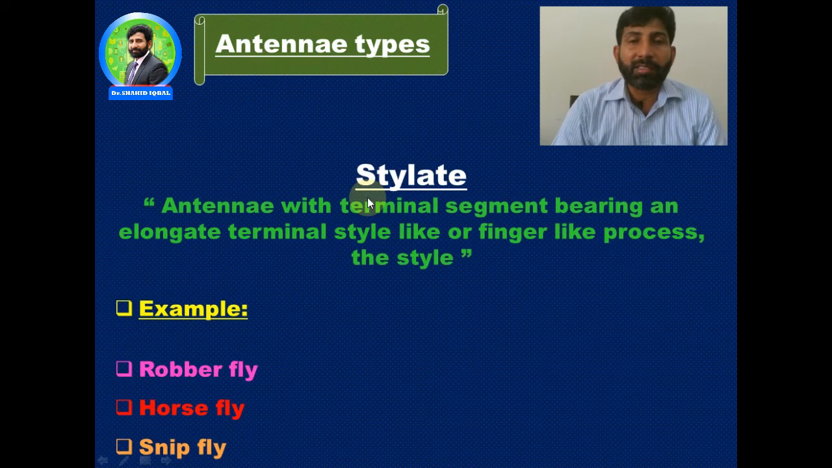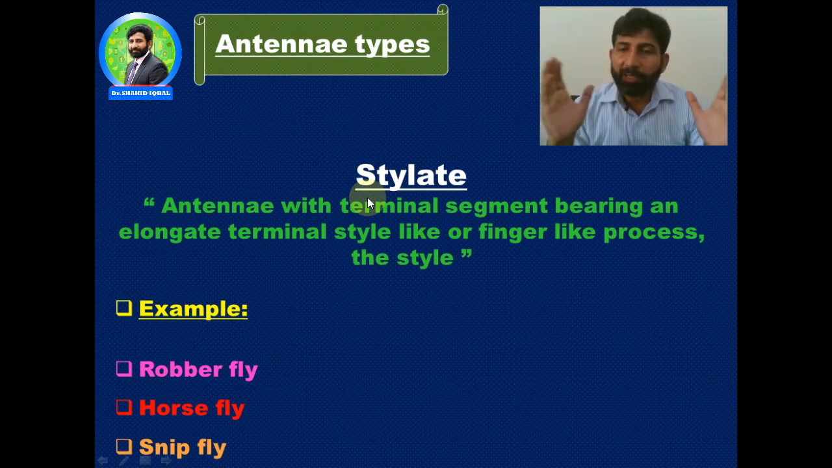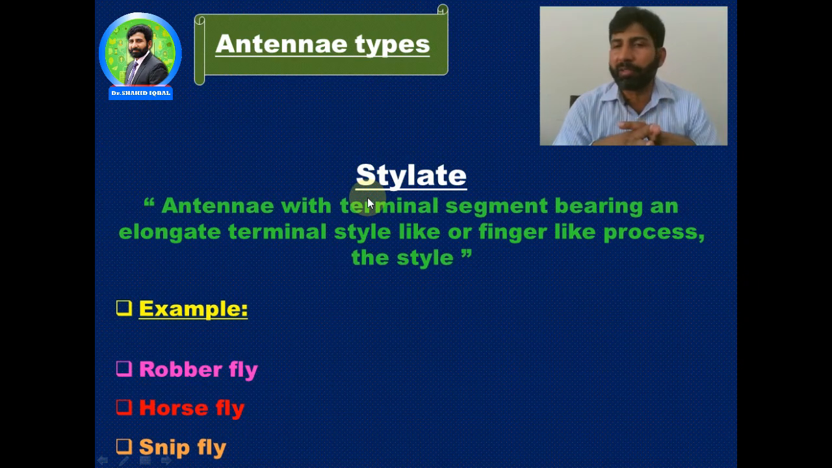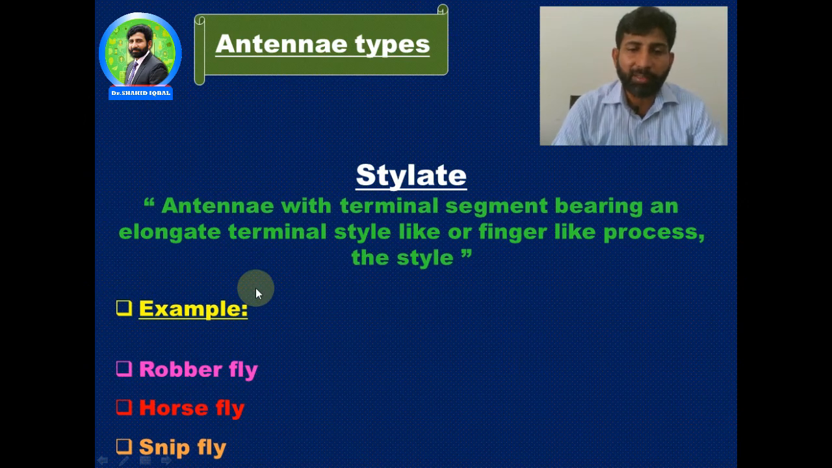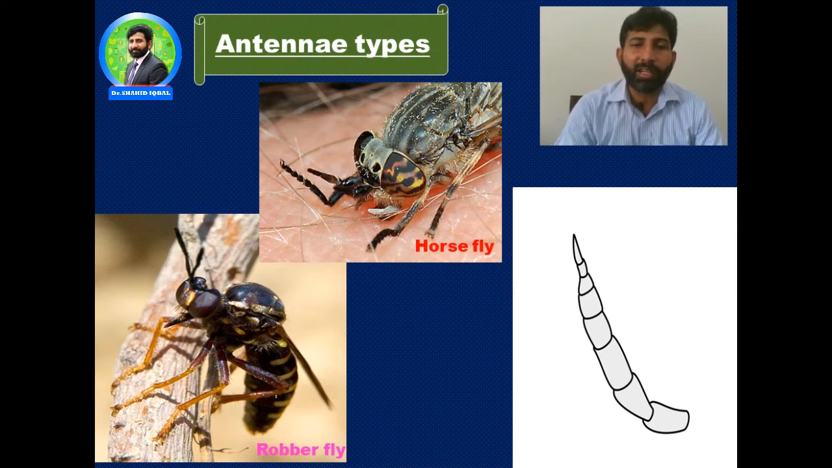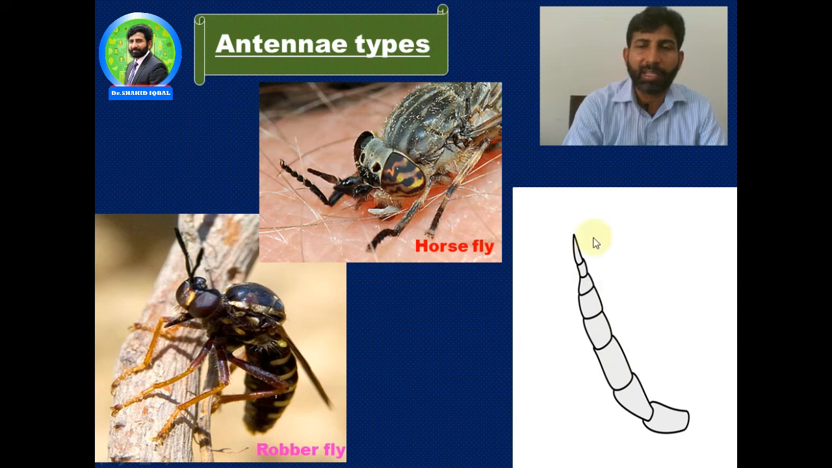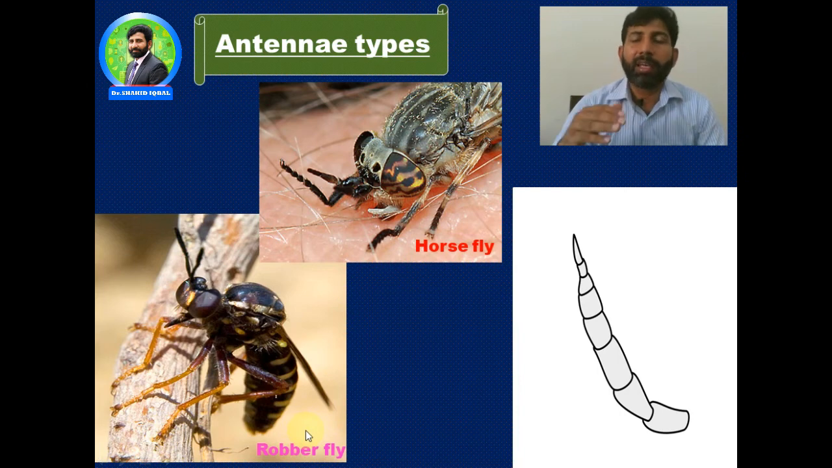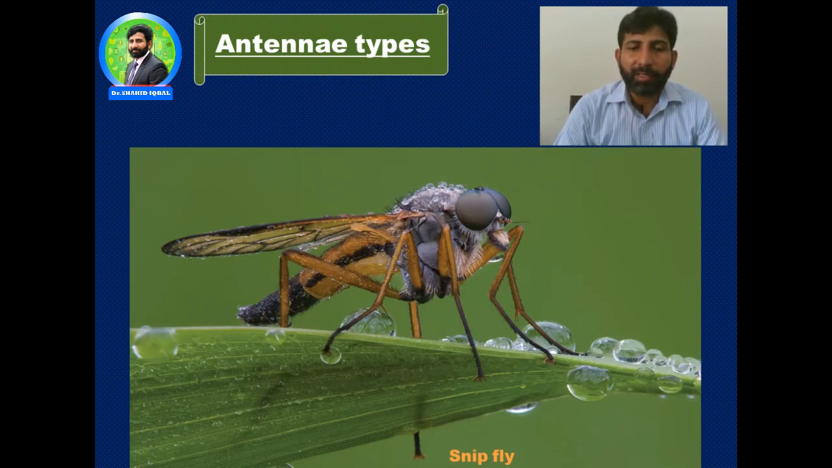Next one, stylate antennae, with terminal segments bearing an elongated style-like or finger-like process. This is the style, because the terminal part has the finger-like, style-like projection. For example, this exists in the robber flies, horseflies, and the snipe flies. These are represented here. This is the horsefly. Look here, this is a terminal finger-like process. Here you can differentiate. This is a horsefly, this is a robber fly. All these insects contain this type of antennae. And this is the snipe fly.